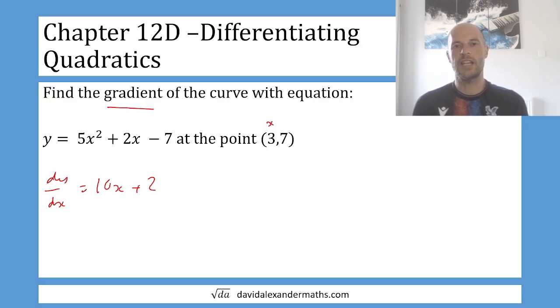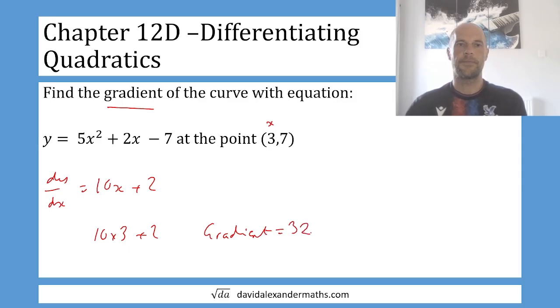So what is the value of the gradient where x is 3? Well, I'm going to substitute it into the dy by dx, which hopefully you'll remember is the gradient function. So when x is 3, the gradient is 10 times 3 plus 2, so 32. So the gradient is 32.